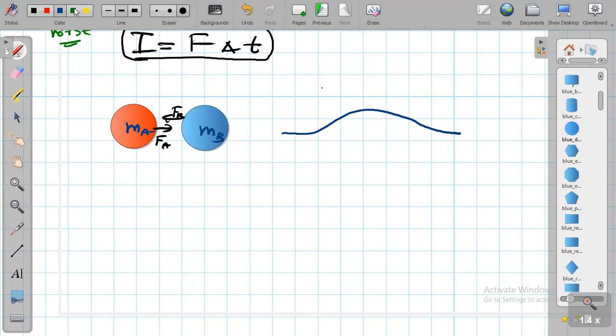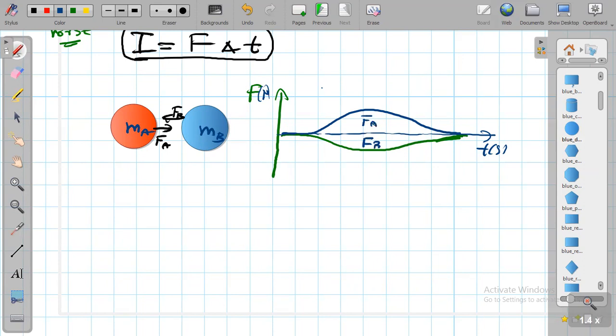So the graph can be represented like this over time for a collision. Force over time. That's FA, the other one is FB. The impulse is just taking place for a very short duration of time. There is a maximum amount, and it fades away and vanishes. So there is the positive end and the negative end. If this one imparts a force of FA in the positive direction, the other one acts in the negative direction.